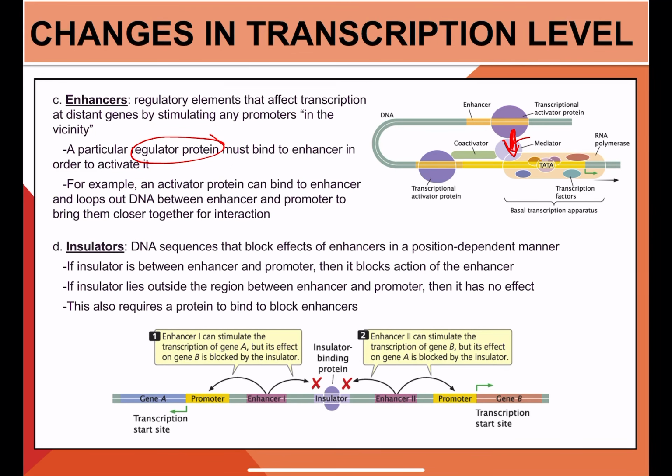If you have enhancers, of course, you have the opposite, which is insulators. Insulators, on the other hand, are sequences that allow proteins to bind, but they will block the effects of enhancers.